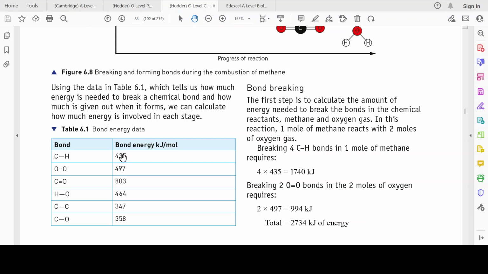And so if this bond is being broken, that means, for example, for a CH bond, 435 kilojoules of energy per mole is required as input to break this bond. And if this bond is being made, and so that's exothermic, for each bond, 435 kilojoules per mole of energy is released.